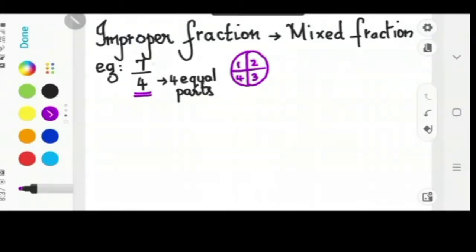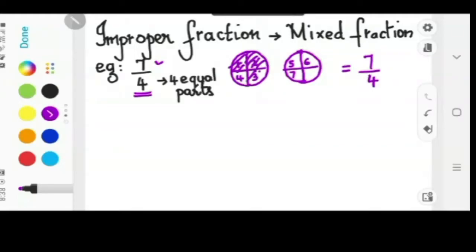But the numerator is 7. So I need some more parts over here. So I'll be drawing another whole object and I'll be dividing it again into 4 equal parts. And let's put the numbers 5, 6 and 7. So I have got 7 parts now. That is the numerator. So what did I get? 7 upon 4. Okay, this is the improper fraction.